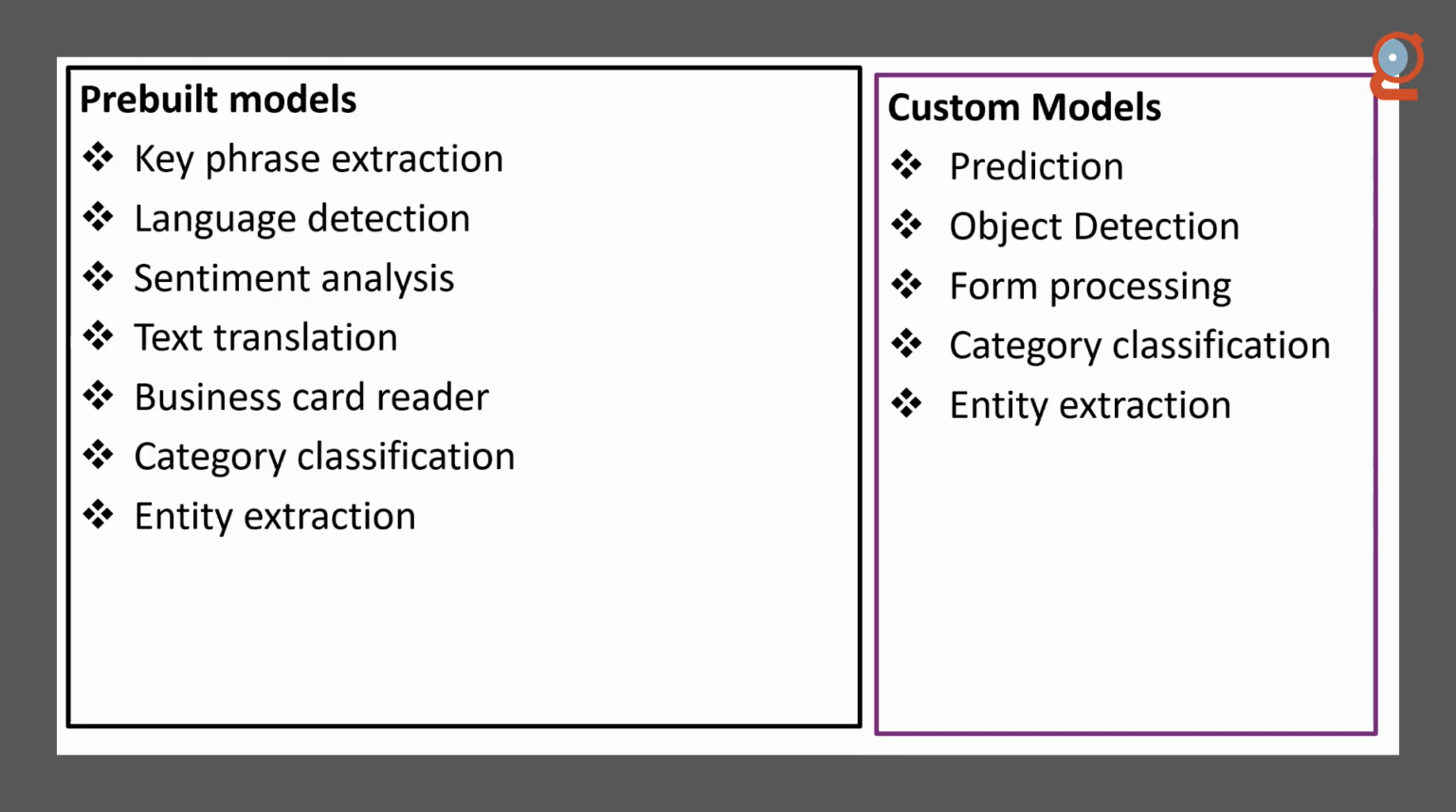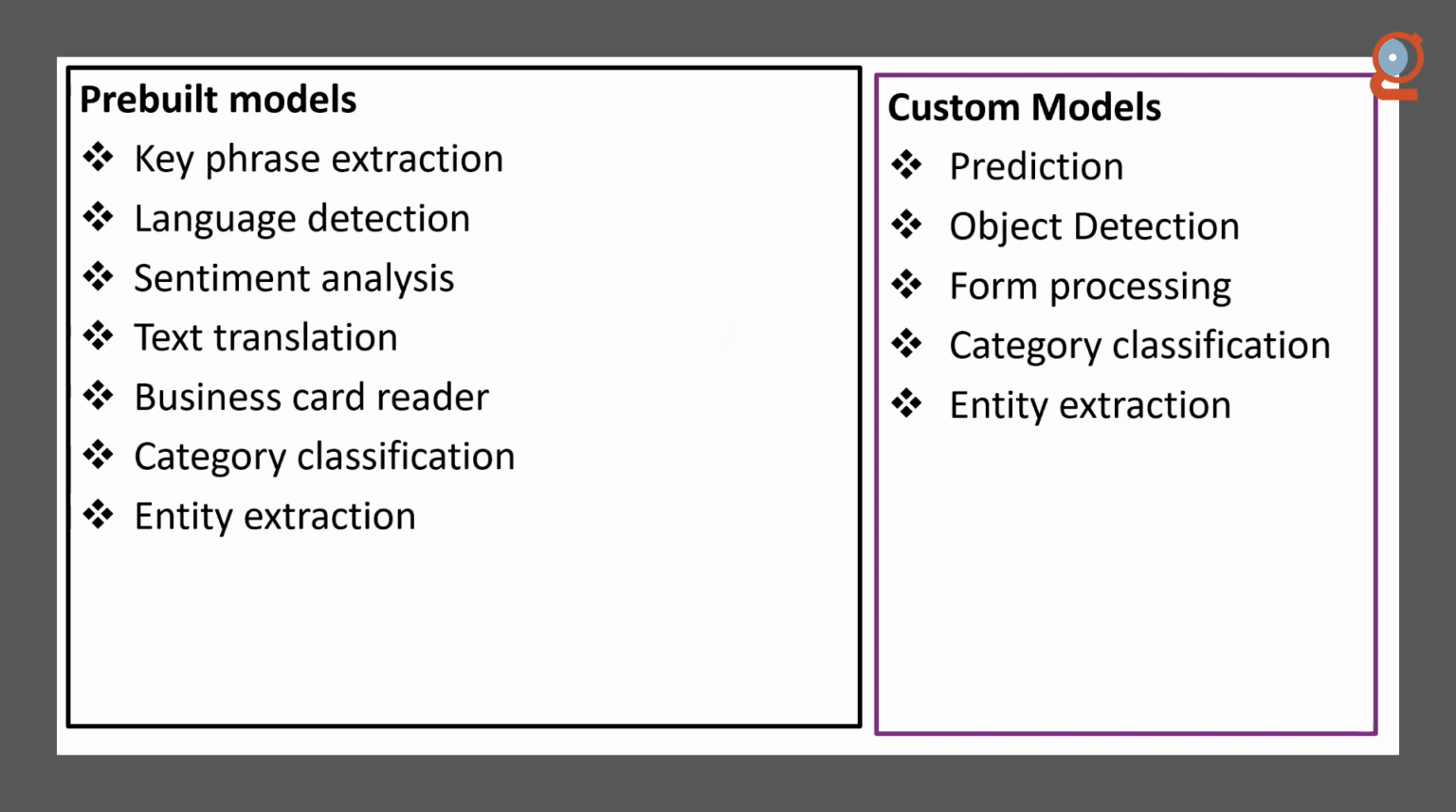So these are just some of the examples of the pre-built models and also the custom models. Key phrase extraction, so like you want to extract some key phrases from text. Language detection, so like you want to detect a specific language, like within an email or a text, and be able to translate that.